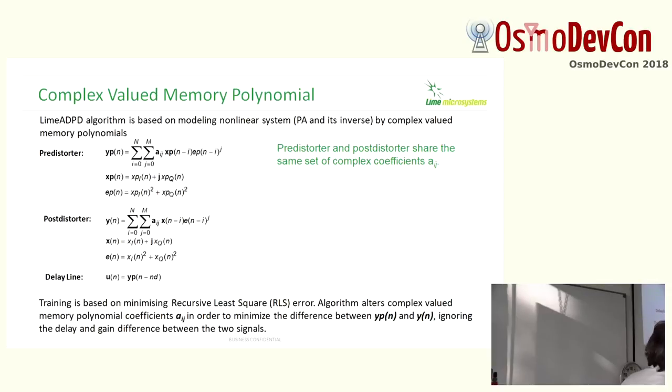According to these streams, we do the training, which is based on minimizing the recursive least square error. That algorithm just changes the complex coefficients in order to minimize the difference between the signal at the predistorter output and the received signal. So at the end, when the process converges, we have two equal signals, the identified one X and the second one, which is received.